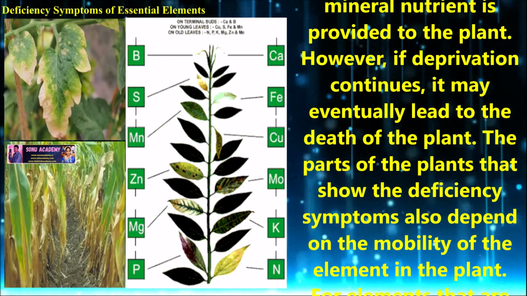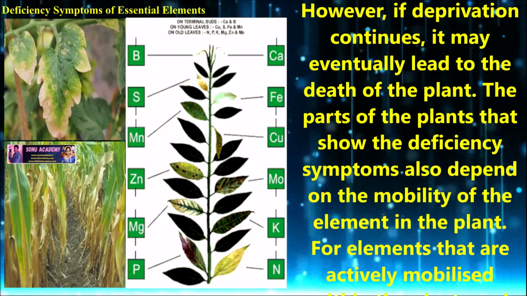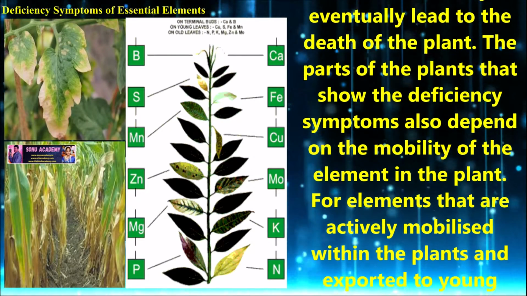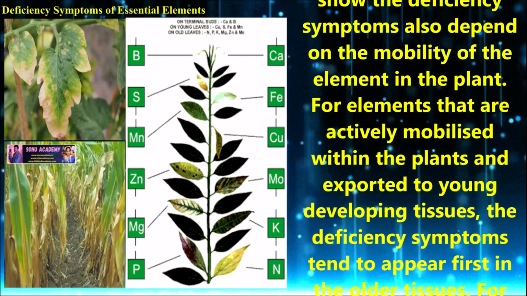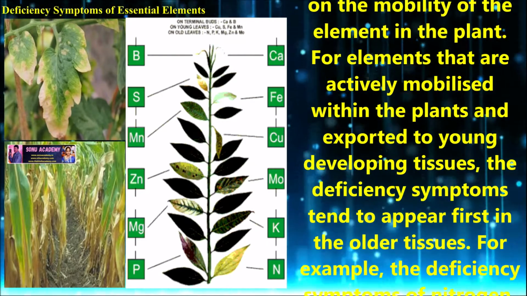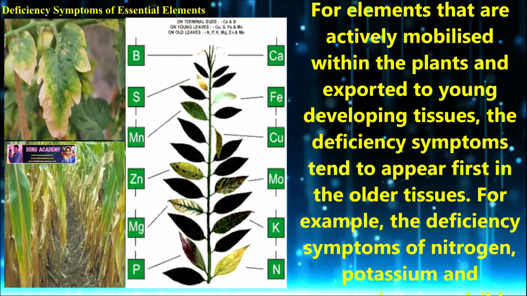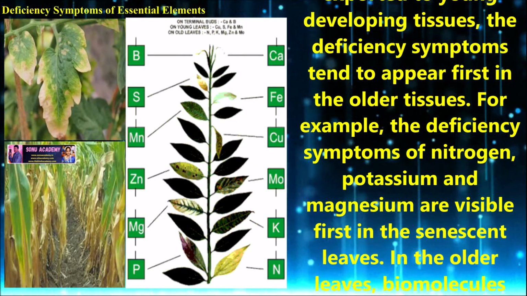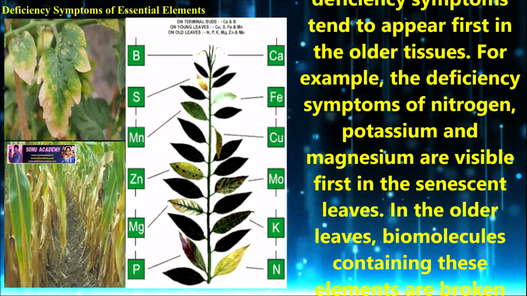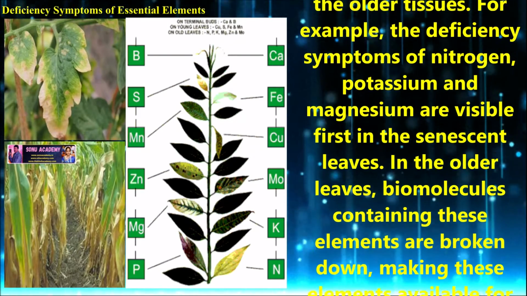The part of the plant that shows the deficiency symptoms tends to appear first in the older tissue. For example, the deficiency symptoms of nitrogen, potassium, and magnesium are visible first in the senescent leaves. In the older leaves, biomolecules containing these elements are broken down, making these elements available for mobilizing to younger leaves.